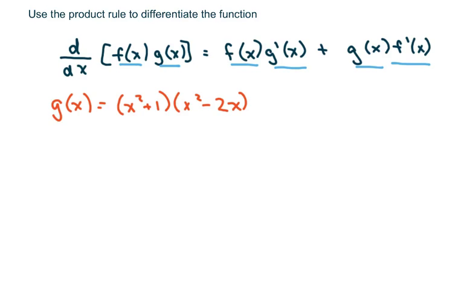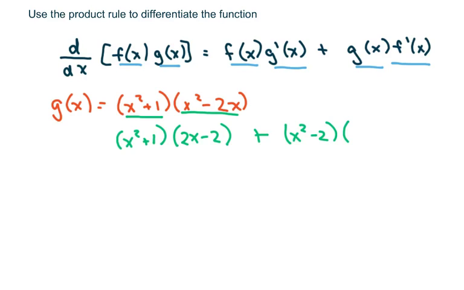And when you do this, this is our first function, so we just write it down and take the derivative of the second function. That's going to be 2x minus 2. All right, then we're going to add the second function, which is x squared minus 2, times the derivative of the first function, which is just 2x. And then all you have to do is clean this up, and we're going to get this.